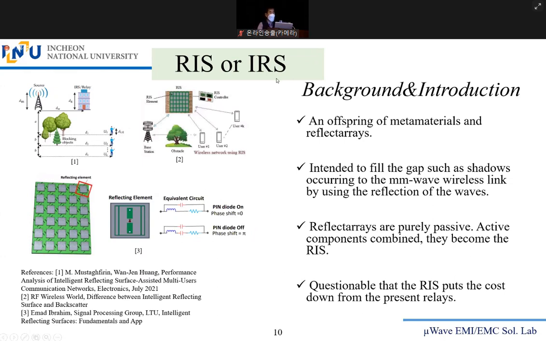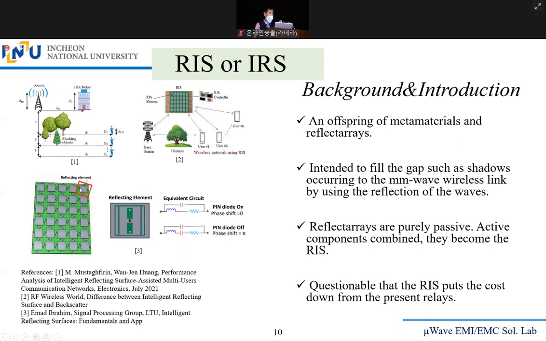And RIS, finally, reconfigurable intelligent surface or intelligent reflecting surface. These two things are actually the same. They are just playing on words. When a paper under the name of RIS is rejected, if you change the name from RIS to IRS, your paper will be accepted. That's very funny. Anyway, you can see a reflector array or the RIS system.